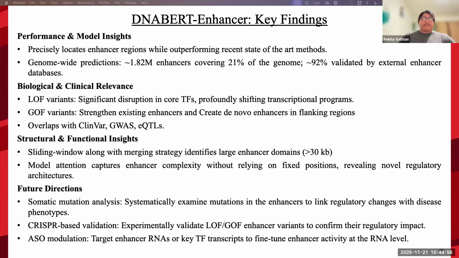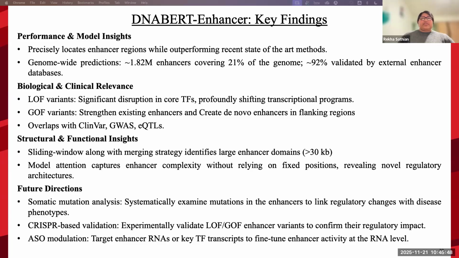Coming to the biological and clinical relevance of the study, we identified several loss-of-function variants which cause a significant disruption in the enhancer region, as well as the core transcription factor binding sites within those regions, and they profoundly shift the transcriptional programs. Similarly, there are gain-of-function variants, which strengthen existing enhancers by increasing their prediction probability, and also create de novo enhancers in the matched flanking regions of the genome around the enhancer regions. And we also found that both of these variants overlap with already available clinical annotations in ClinVar, GWAS, and eQTLs.